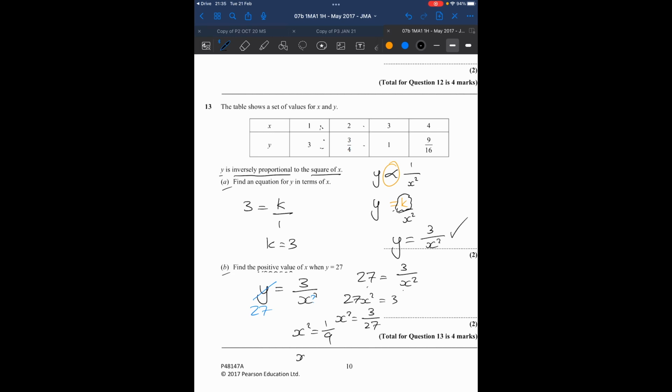And now we need to square root that. So that's why perhaps it says positive value. So square root of this is the same as square root of the top, square root of the bottom. So it's going to be 1/3. So that is the answer, it's 1/3. If you want a shortcut for this one, you can make this into 27 over 1, because that doesn't change the value, equals 3 over x squared. And then you can just turn both sides upside down. So that's another way that you could have done it to speed it up.